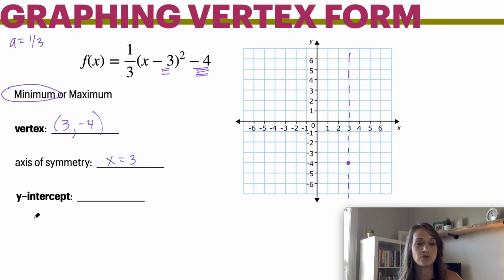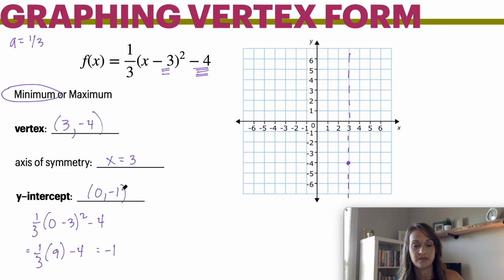And for the y-intercept, we're going to plug 0 in for x and solve. 0 minus 3 squared is a positive 9, and 1/3 times 9 is 3. 3 minus 4 is -1. So the y-intercept is (0, -1). Which means this parabola, we know it opens up because that's a minimum value. It's a U, so it's going to look something sort of like that.